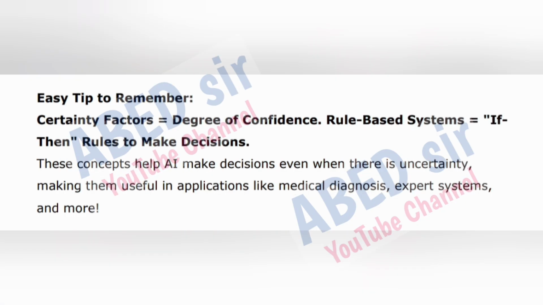Easy tip to remember. Certainty factors is equal to degree of confidence. Rule-based systems is equal to if-then rules to make decisions. These concepts help AI make decisions even when there is uncertainty, making them useful in applications like medical diagnosis, expert systems, and more.